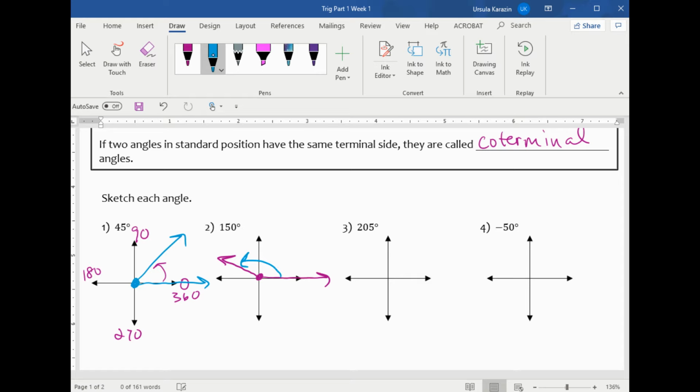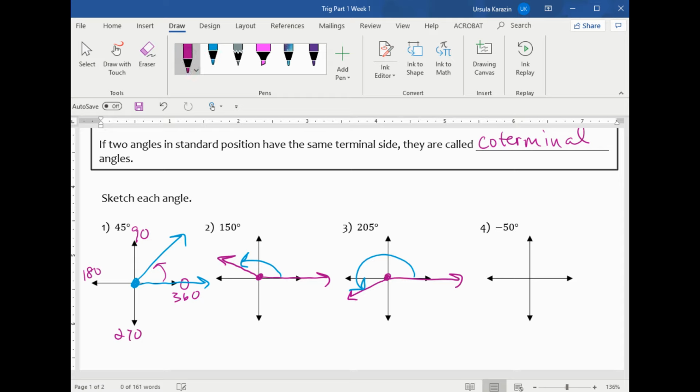All right, now 205, we're going to draw our vertex and our initial side. And 205 is down here, but it's not a whole lot past 180. So it's going to be about there somewhere. And we're going to draw our directional arrow.